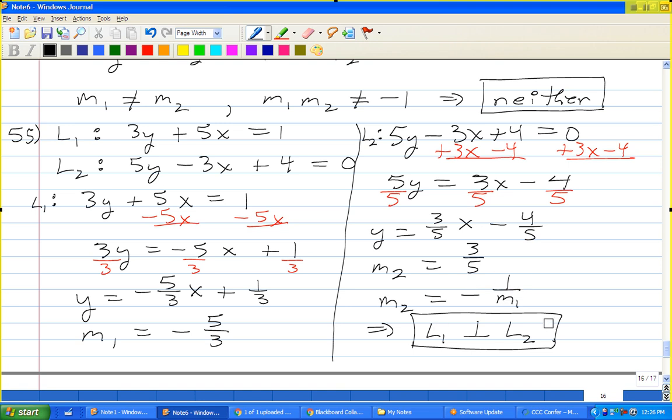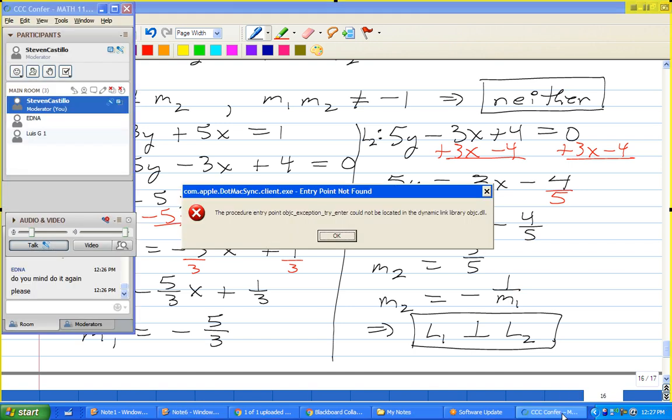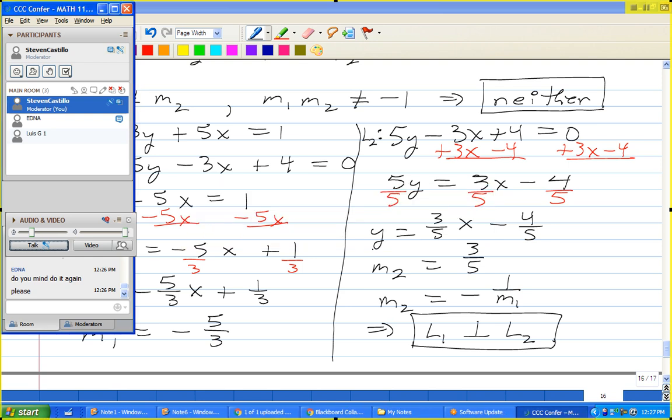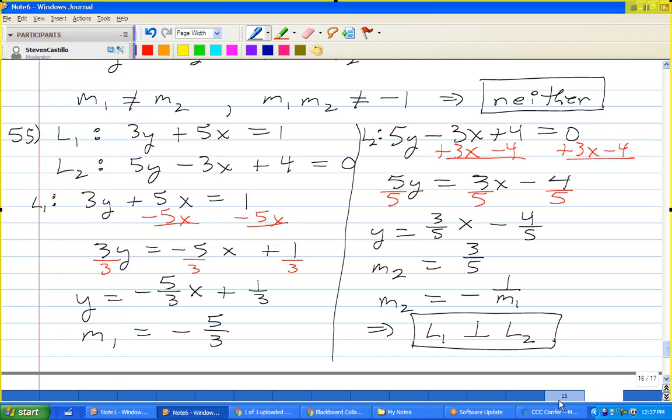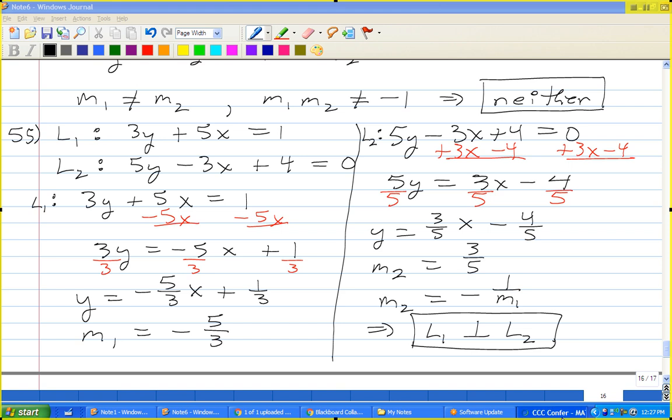Therefore, they're perpendicular. Or I could just have taken their product. Negative times positive is negative. 5's cancel, 3's cancel. So you get -1. So you also have that the product of the slopes is -1, meaning again that these two lines are perpendicular. Any questions about that? Okay. Let me do problem number 57.